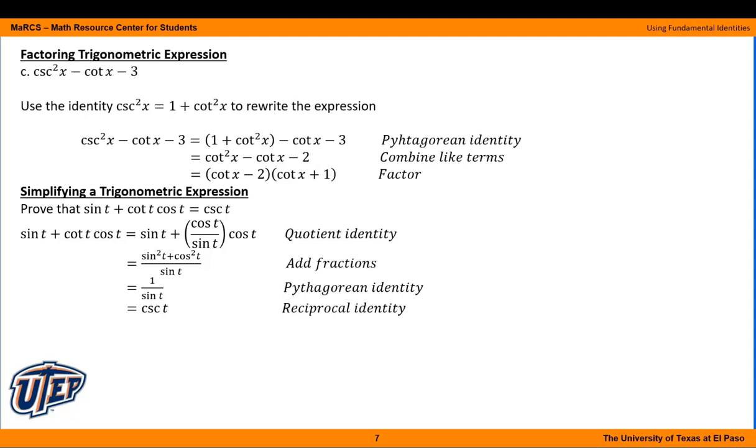The resulting expression becomes 1 over sine t. Finally, using the reciprocal identity, we recognize this as cosecant t. Whenever you're proving an identity, the strategy is usually to start with one side and simplify it until it matches the other side.